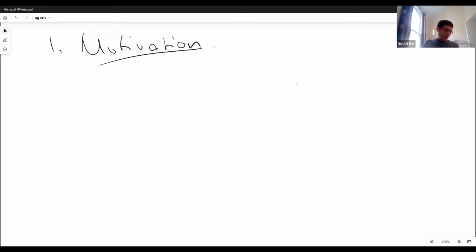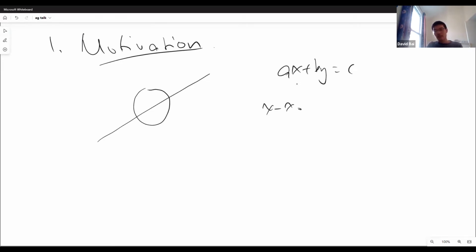So back in school, back when we were all young and naive, we learned this thing called coordinate geometry. We realized that sometimes when you face a very hard problem of Euclidean geometry, we can very often simplify it by replacing the circles and lines with equations. So for example, a line would have equation ax plus by equals c, and a circle would have equation (x minus x naught) squared plus (y minus y naught) squared equals r squared.